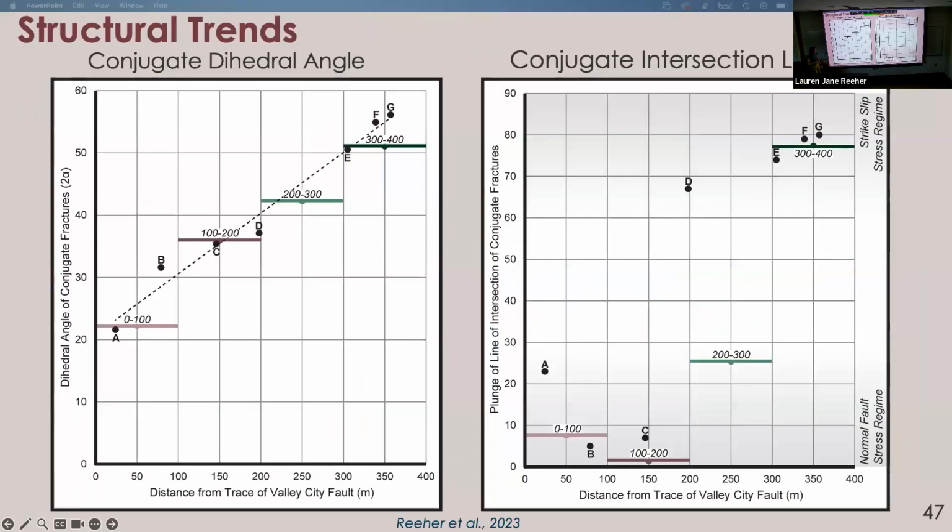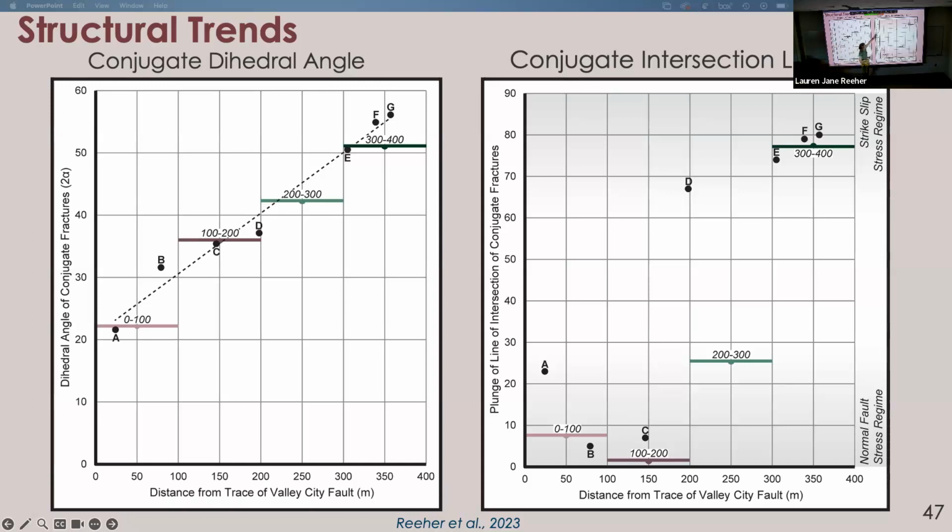So here are those results plotted on cross plots. Each one of these points is one of those specific field locations that I showed you. These bin intervals are just every measurement I took within that distance interval from the Valley City Fault, which fall in pretty good agreement with each other. So we see a pretty linear relationship between the distance from that Valley City Fault and the conjugate dihedral angle.